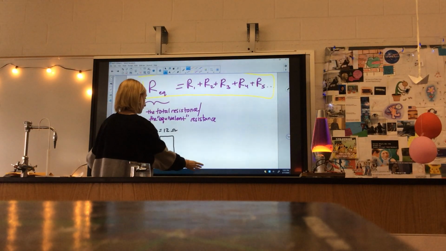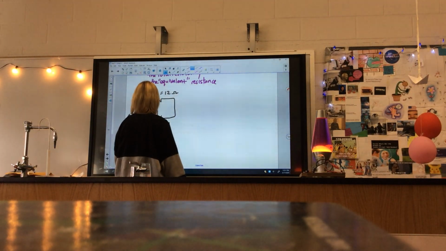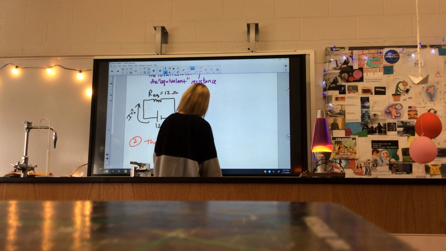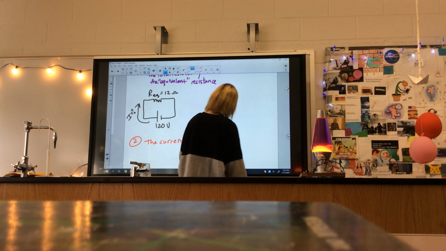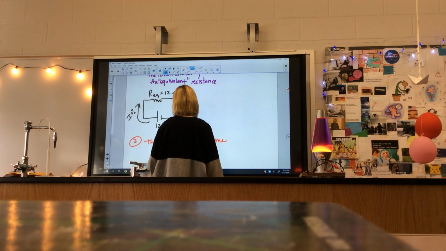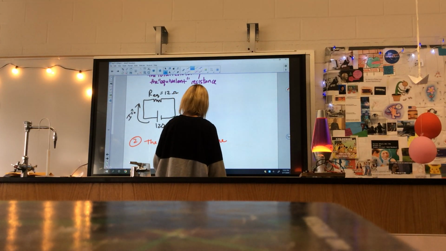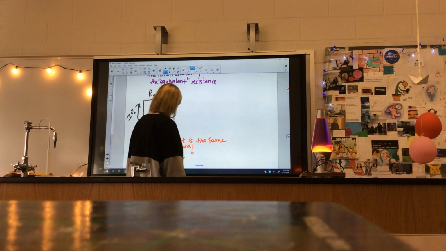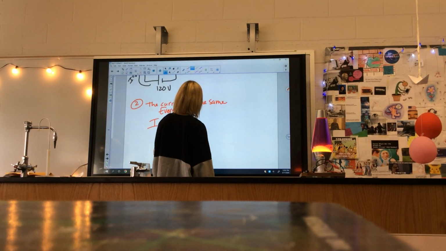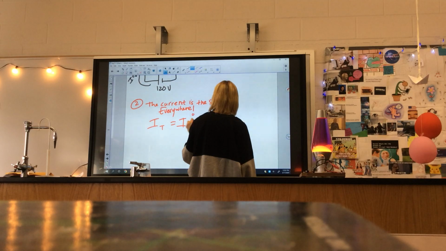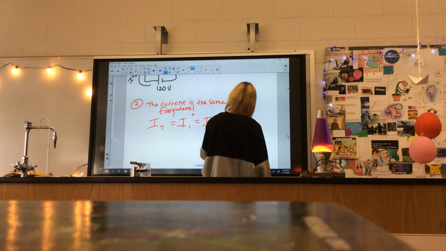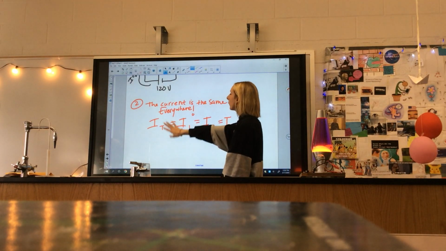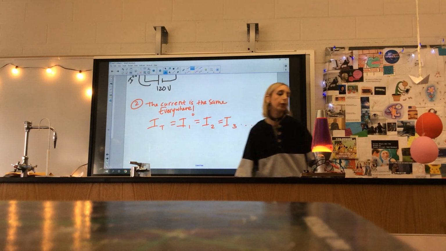Rule number 2 is the current is the same everywhere, which means whatever I total is, that will be equal to the current at position 1 or through resistor 1, which will be equal to the current through resistor 2, which will be equal to the current through resistor 3, and so on. So no matter where we are in this circuit, we're going to get the exact same amount of current.